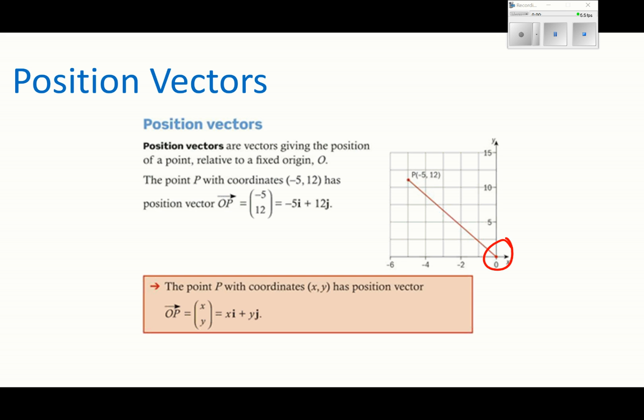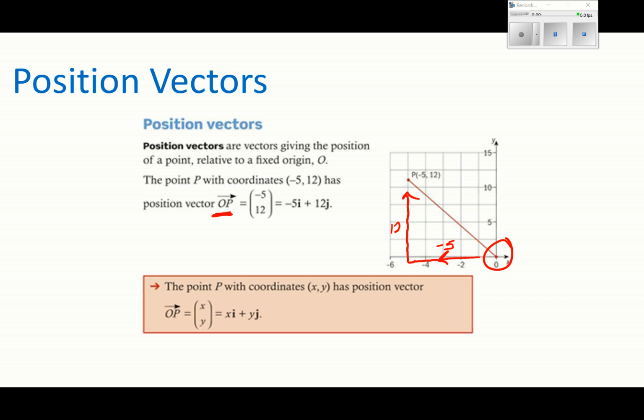The point P with coordinates -5, 12 has a position vector. This OP is representing a position vector, which is (-5, 12) in column form, or -5i + 12j in unit vector form. So the negative means we went 5 left, and then we went 12 up. All right, so -5 and 12 up.